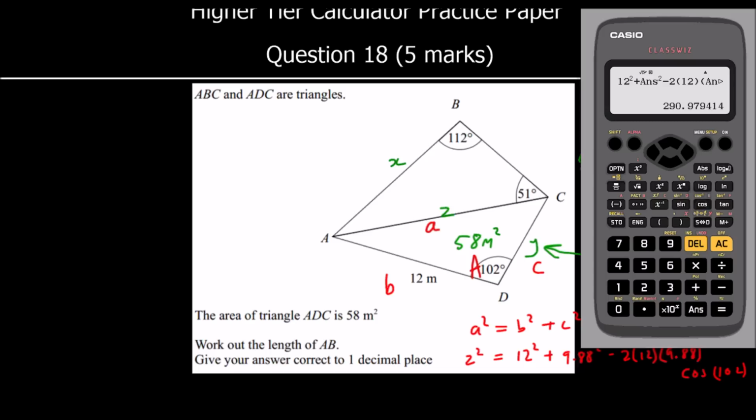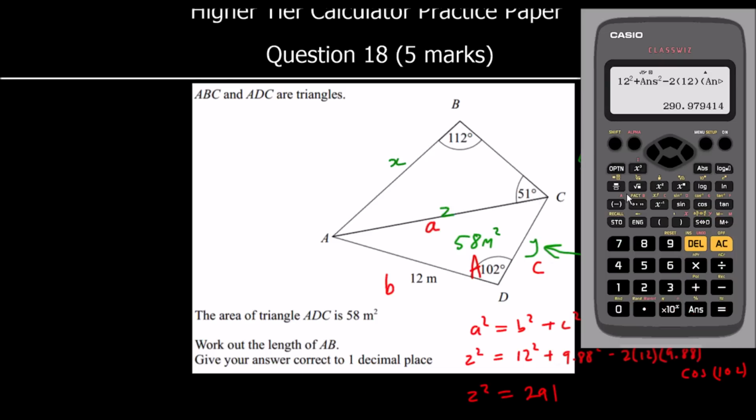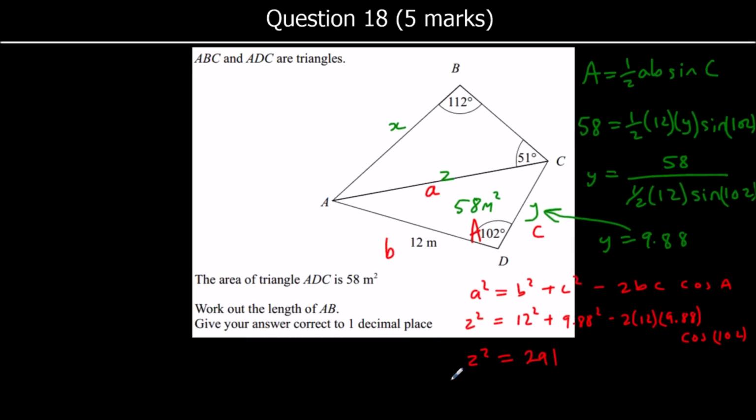So 291. So z squared is 291. Square root that, 17.06. So z is 17.06. That's this one.